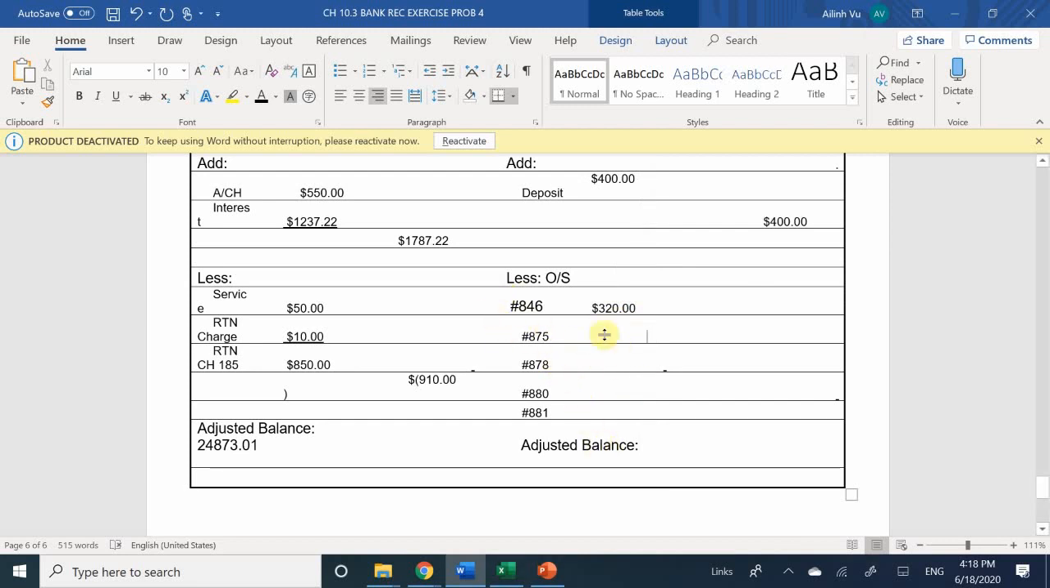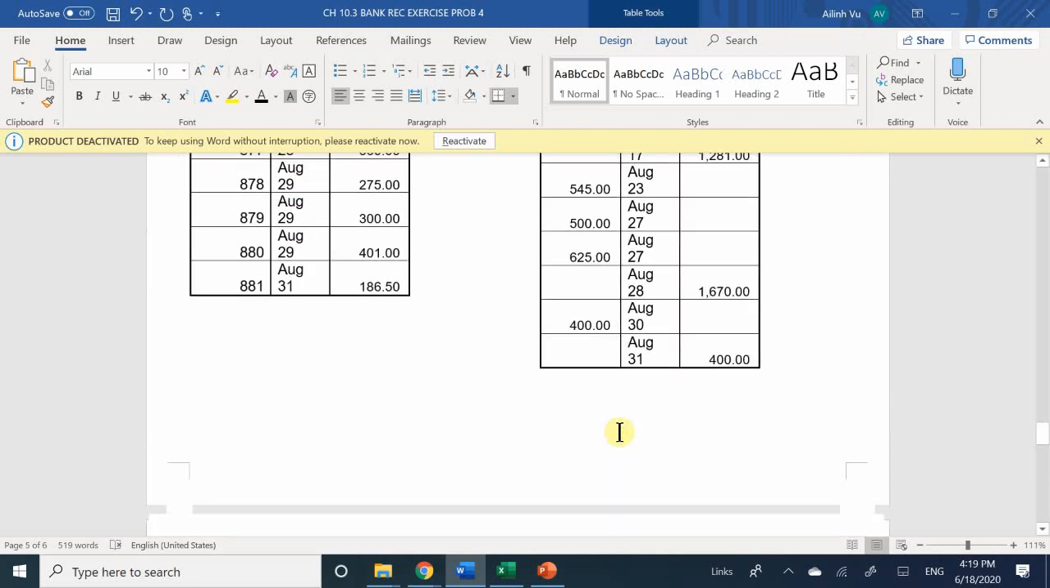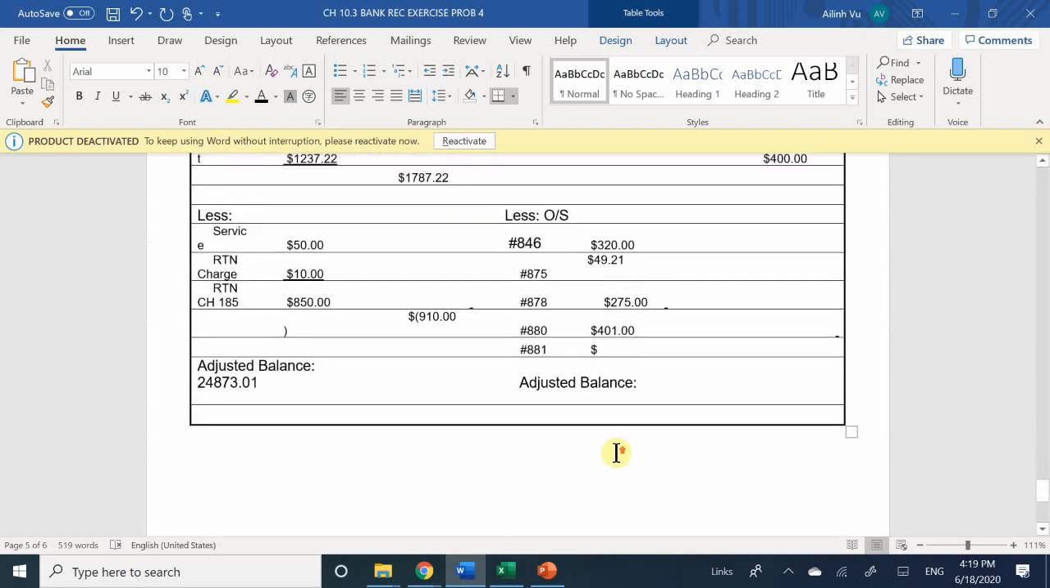846 was for 320. All right, what's next? $49.21. And then what's next? $275 even. And then what's next? 401. Did you say 401? Yes. All right, 401. And then what was the last check written? For 186.50. Mm-hmm.